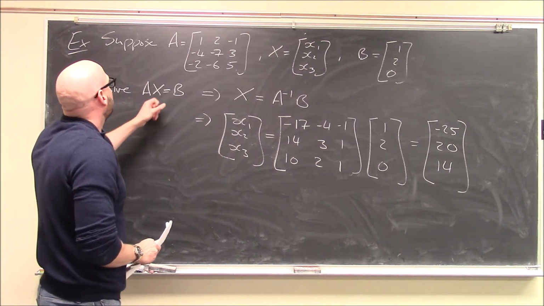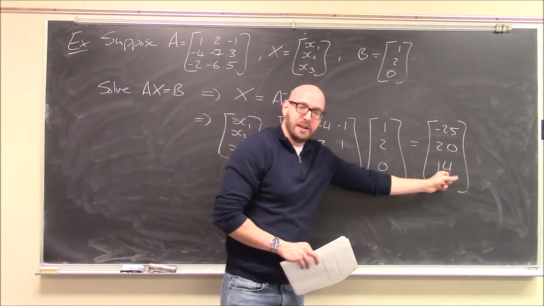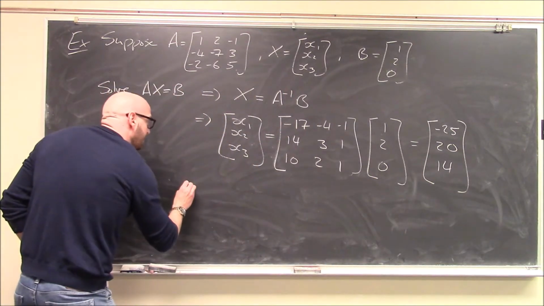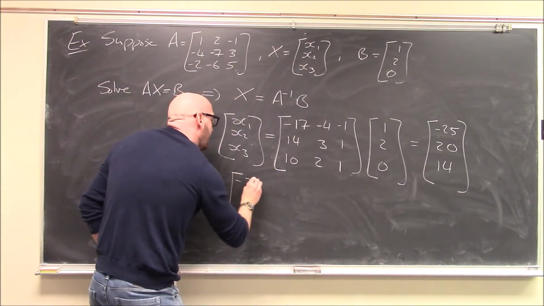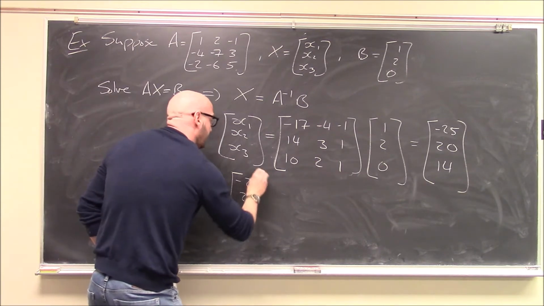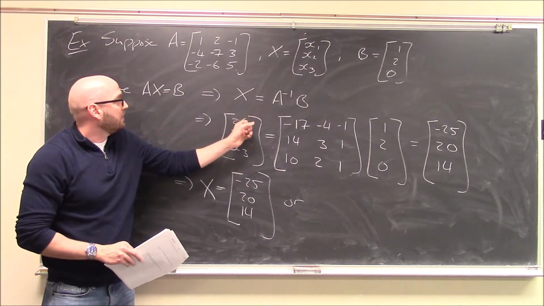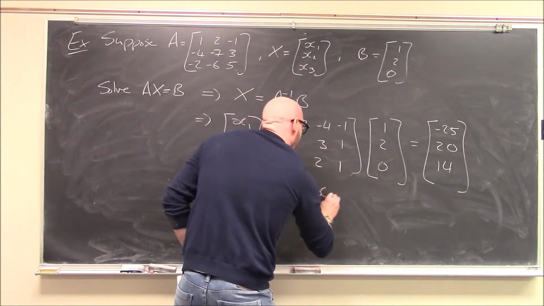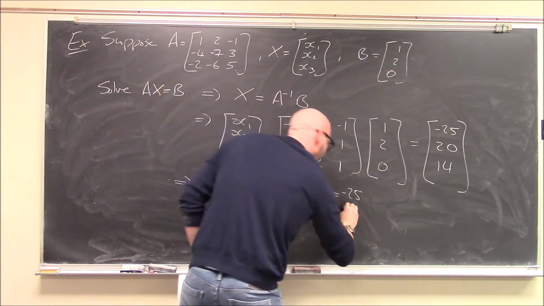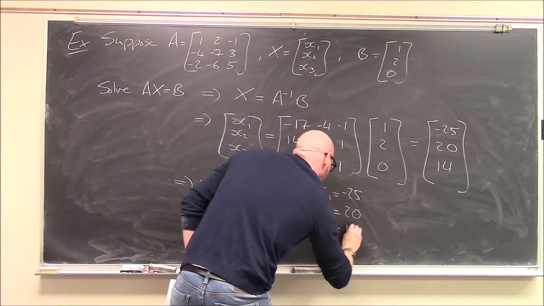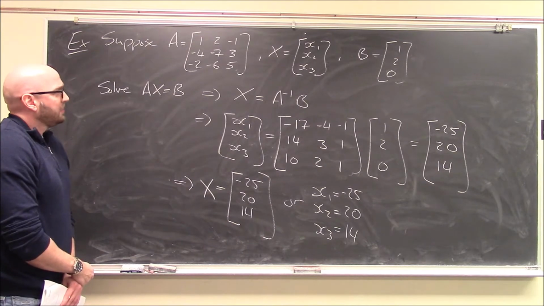So it turns out the solution to this matrix equation is x equals minus 25, 20, 14. So let's write this down. So x is this matrix, minus 25, 20, and 14. If I look at this individually, this tells me exactly what the entries are, right? It tells me the entry x1 is minus 25, x2 is 20, and x3 is 14. So there's the solution to this matrix equation.